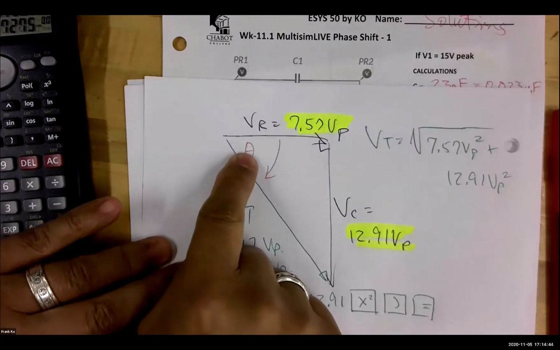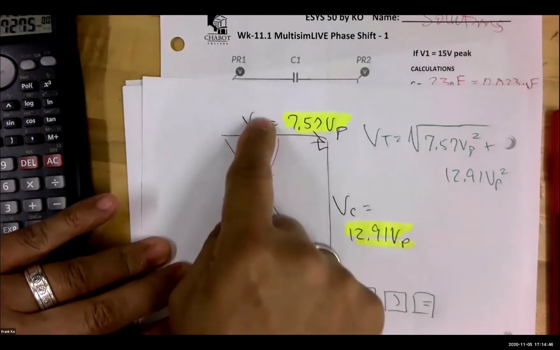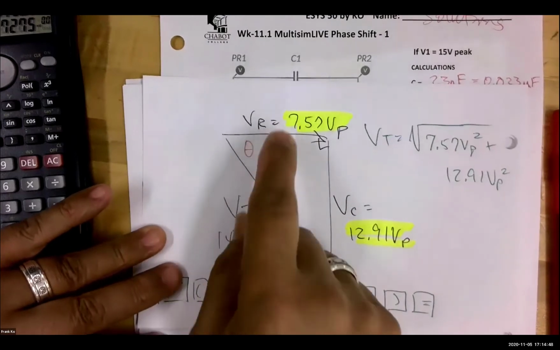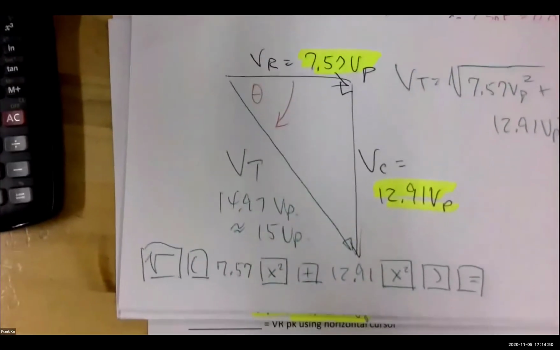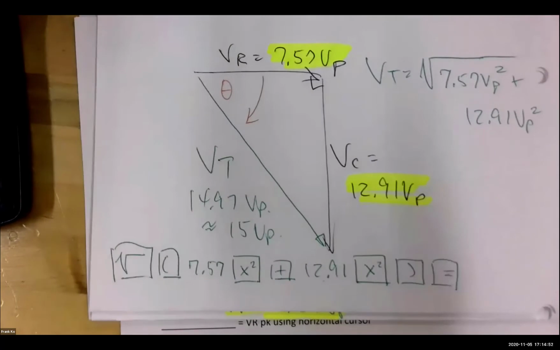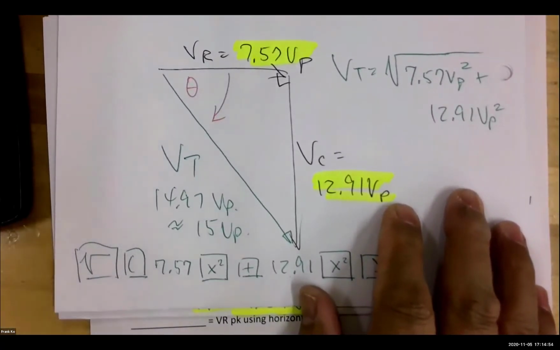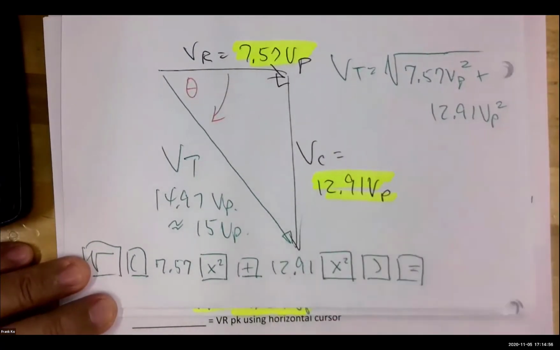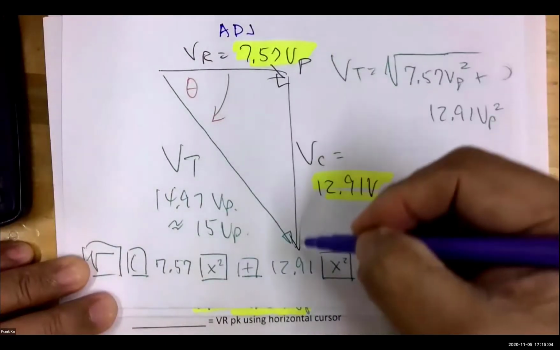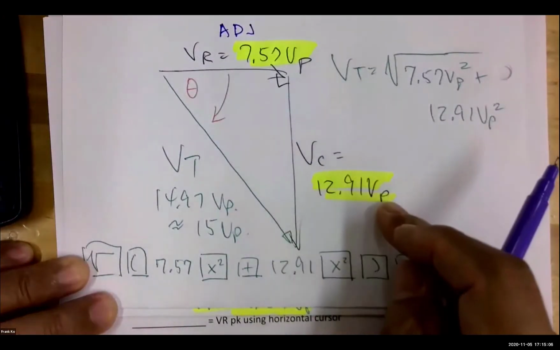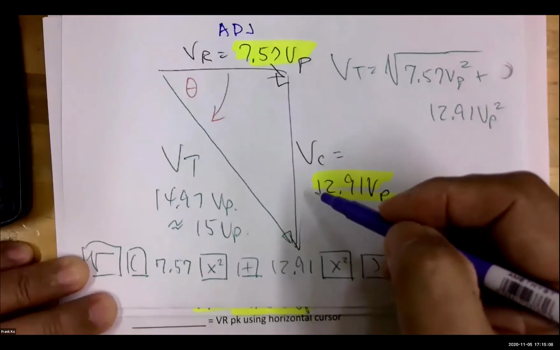If this is theta, this side of the triangle has a name. What do I call this side of the triangle with respect to SOH CAH TOA? Question goes to Jacqueline. Adjacent. So this would be adjacent, ADJ. This side over here, with the 12.91, is called what side of the triangle, Jacqueline?